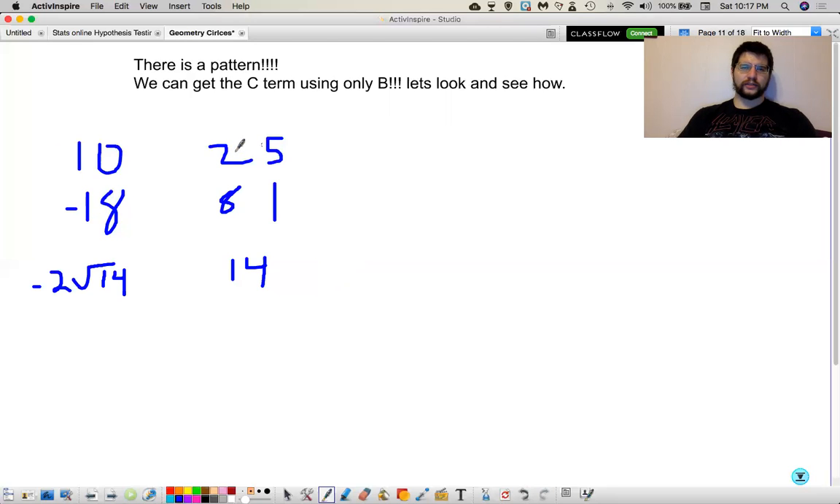But what squared is 25? 5 squared. And 5 is half of 10. So let's see if that works. If we do 10 divided by 2, that's 5. And if we square that, that gives us 25. This is a terrible setup here. I shouldn't have this double equal sign.